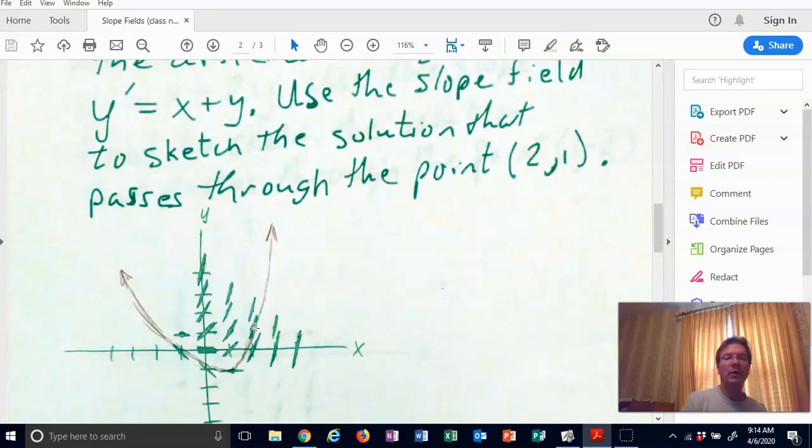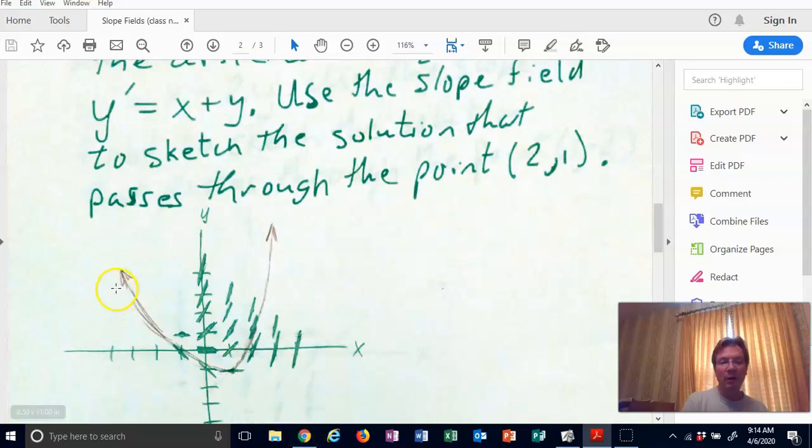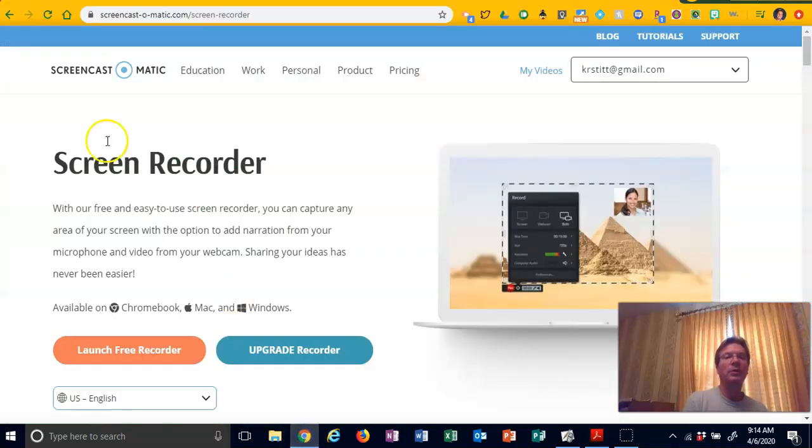Now, what I want to do here is grab, there is a slope field grapher in GeoGebra, which I will share with you. I'm going to go get it right now. We're going to do the same exact problem, but verify that our red solution looks appropriate. So let me go into GeoGebra.